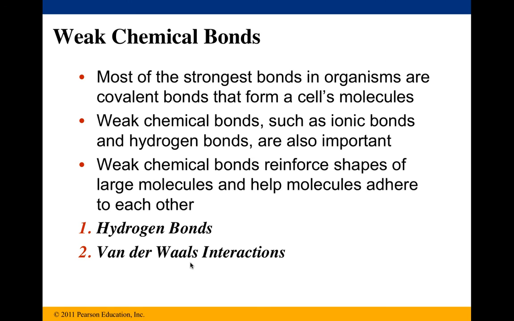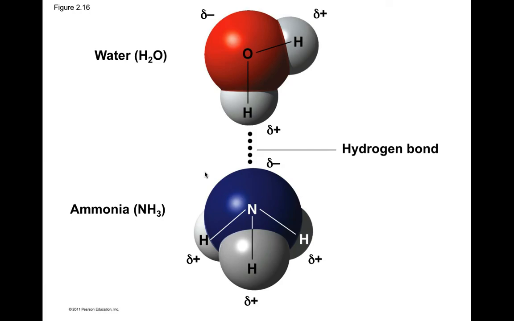Most of the strongest bonds in organisms are covalent bonds that form a cell's molecules. Yes, when molecules are formed, they're small particles, and they all together form more complex structures so that they can form larger molecules. How are these molecules going to attract each other and make larger molecules so that they can form structures inside the cells, and they can form cells, and then organisms, and then humans, and big trees, and plants, and planet. So they are all due to hydrogen bonds and van der Waals interactions.